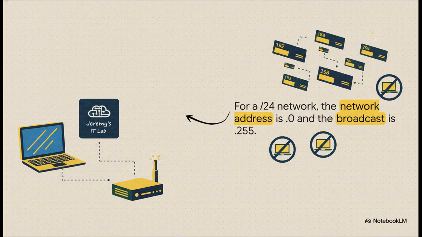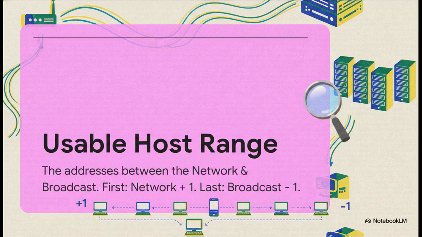So, going back to our 192.168.1.0 network, this means the address ending in .0 is the network ID, and the one ending in .255 is that broadcast megaphone. Neither one can be assigned to your laptop. Simple as that. So, what can we use? Well, it's everything in between. Your first usable address is simply the network address +1, and your last usable one is the broadcast address -1.